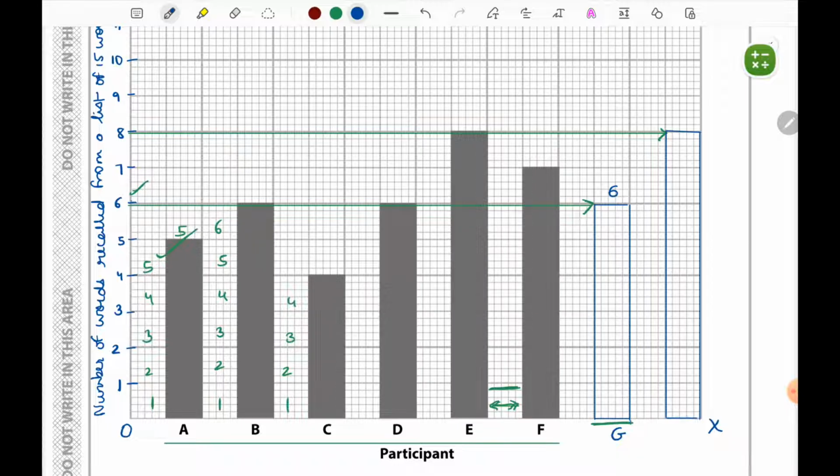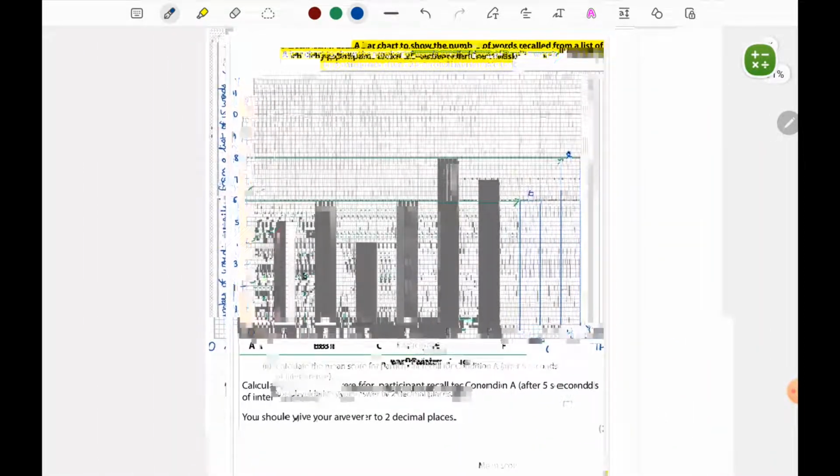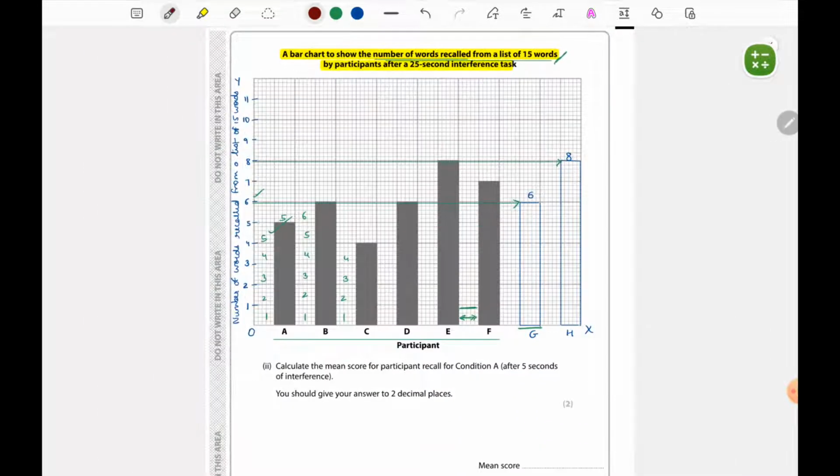So this I will label as H. And if I want, I can just write on the top 8. So how I will be marked for this is 1 mark for writing number of words, that label which I've given to the y-axis, 1 mark for giving the scaling, and 1 mark combined for giving G and H correctly.